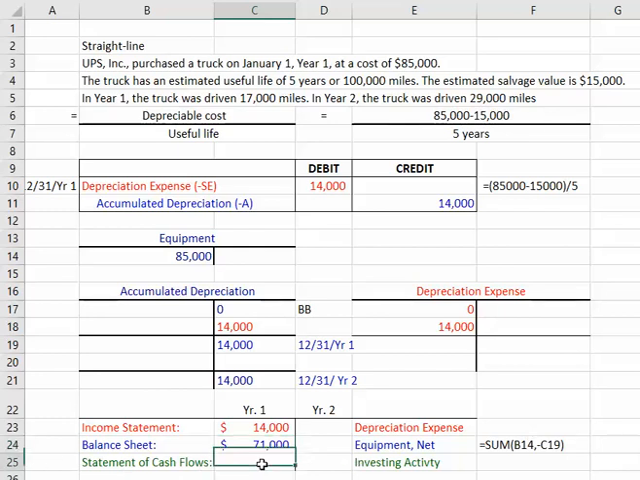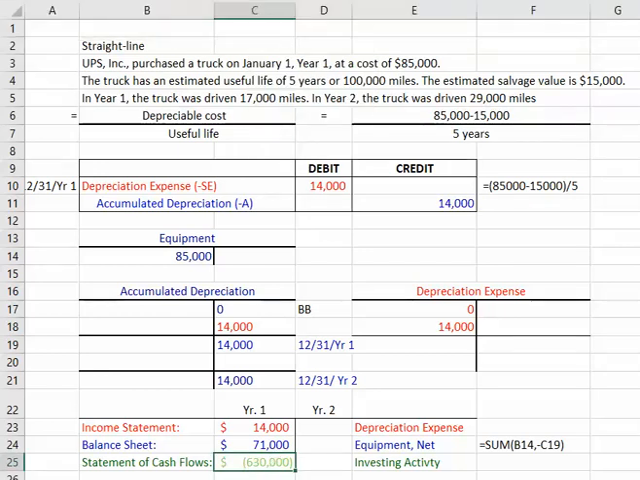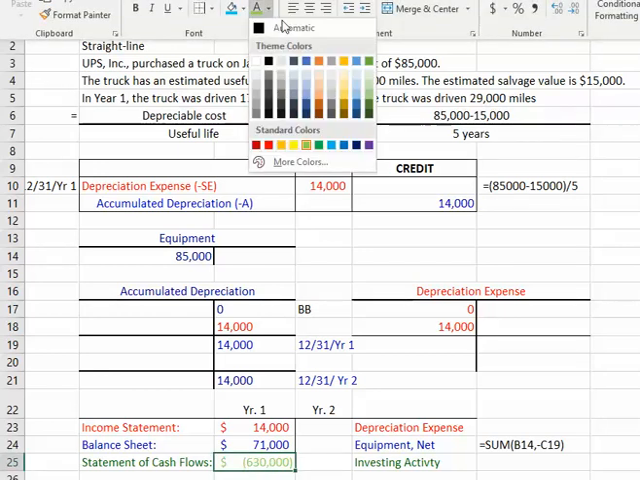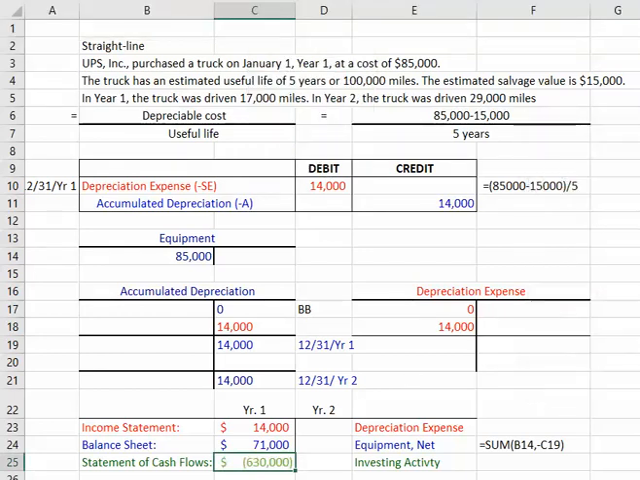Now under investing activities on your statement of cash flows, you would see the $630,000 of cash paid for purchases, and that would be on your statement of cash flows under investing. In year 2, we would have the exact same amount. It's why they call it straight line. It's the same year after year.